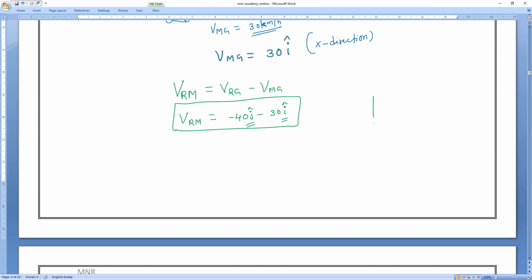So we have to draw the graph, x axis as well as y axis. So this is plus x and this is minus x and this is plus y and this is what, guys? Minus y.